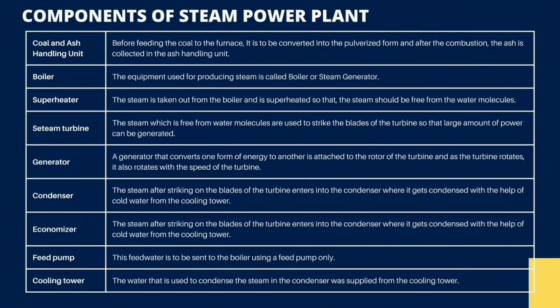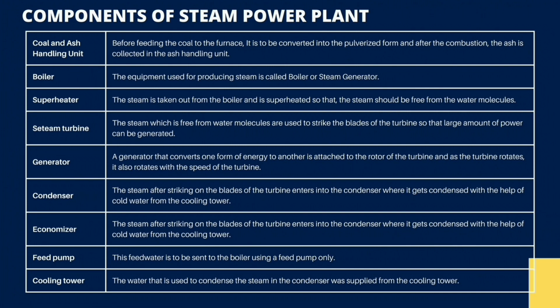Components of steam power plant. The first one is coal and ash handling unit. Before feeding the coal to the furnace, it is to be converted into pulverized form, and after the combustion, the ash is collected in the ash handling unit. Boiler. The equipment used for producing steam is called boiler or steam generator. Superheater. The steam is taken out from the boiler and is superheated so that the steam should be free from water molecules.